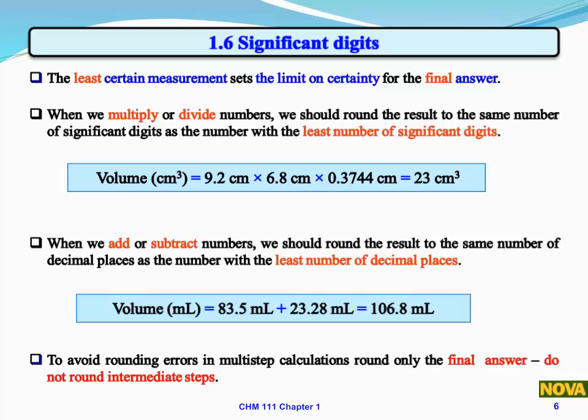For addition and subtraction, the final answer has the same number of decimal places as there are in the measurement with the least number of decimal places. To avoid rounding errors in multi-step calculations, round only the final answer. Do not round results from intermediate steps.